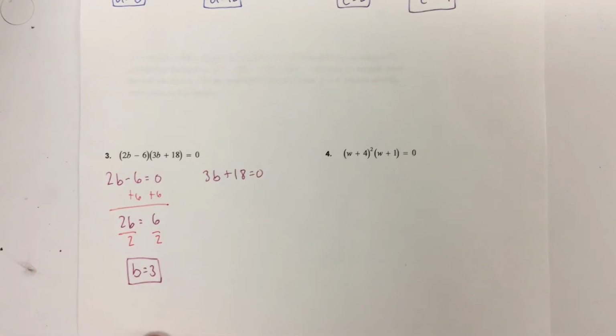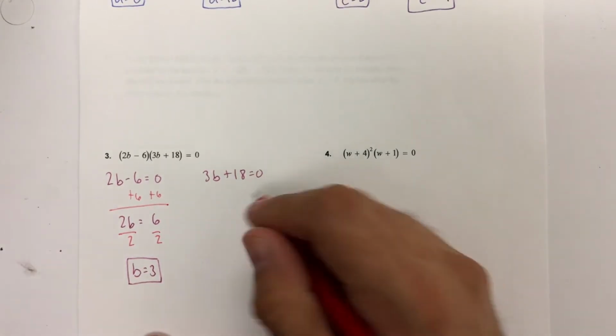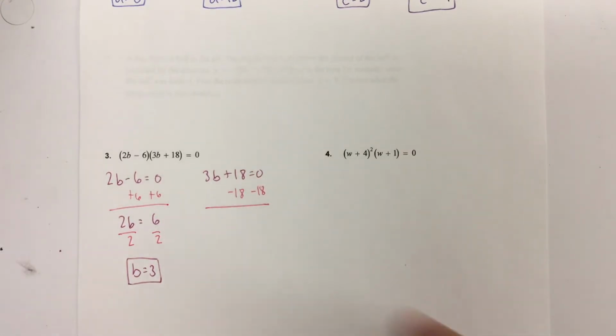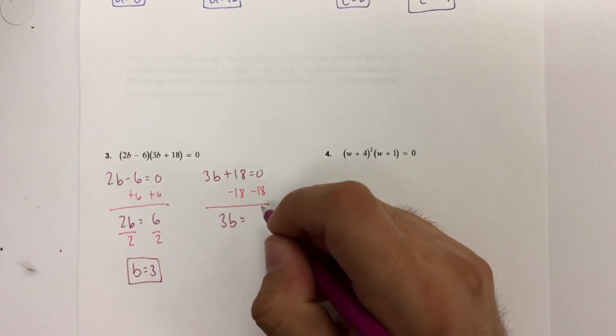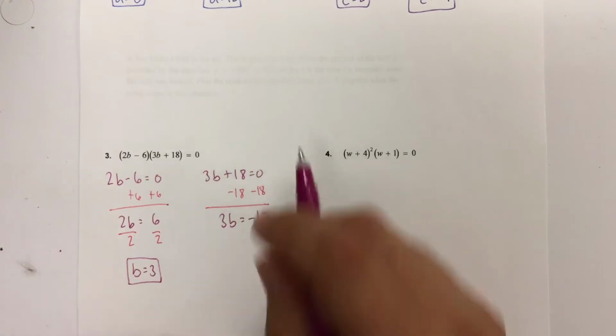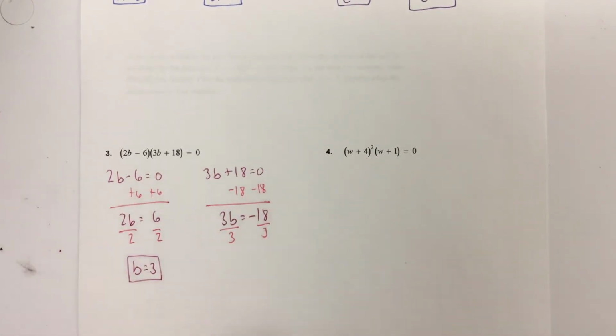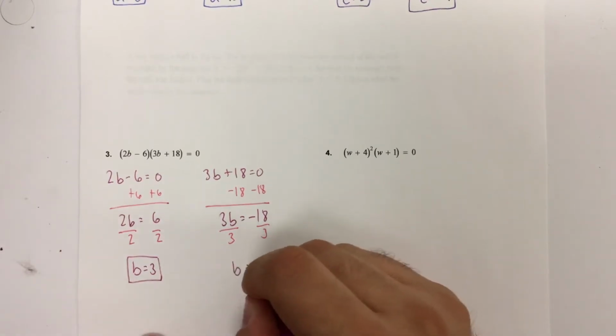For the next one, 3b plus 18 is equal to 0, so we're going to subtract 18 from both sides. So 3b is equal to negative 18. To isolate b, we just divide both sides by 3. And in this case, b equals negative 6.